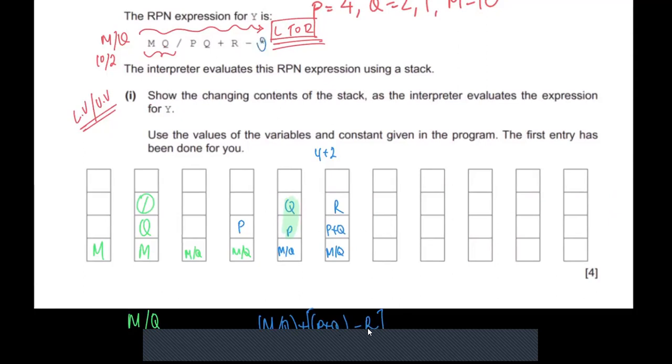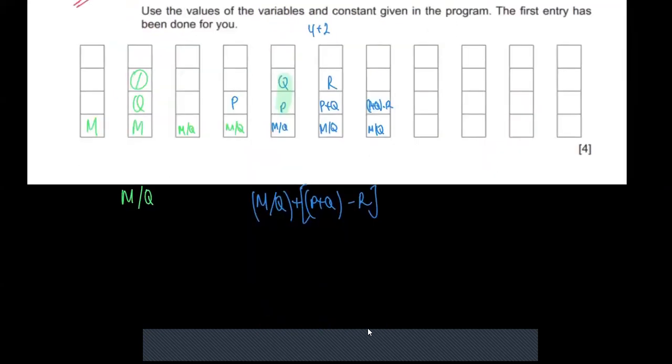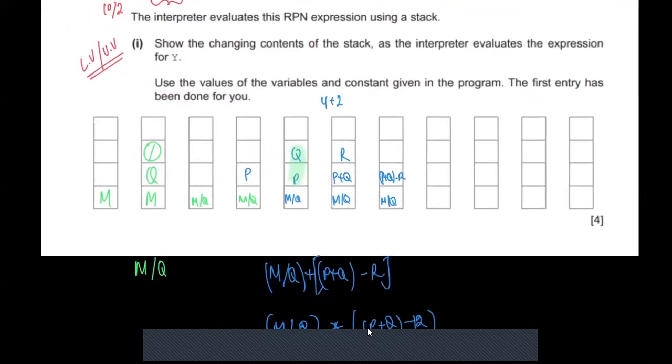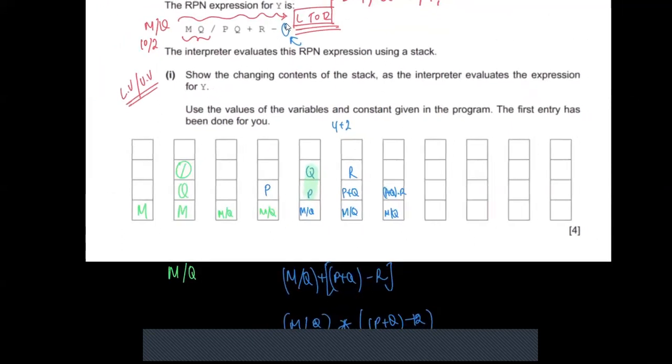From that, we are going to be doing multiplication. So it's basically going to be M by Q, and P plus Q minus R. Finally, this multiplication means M by Q is multiplied by P plus Q minus R. That multiplication operator is going to be acting between these two. So this is the final one.